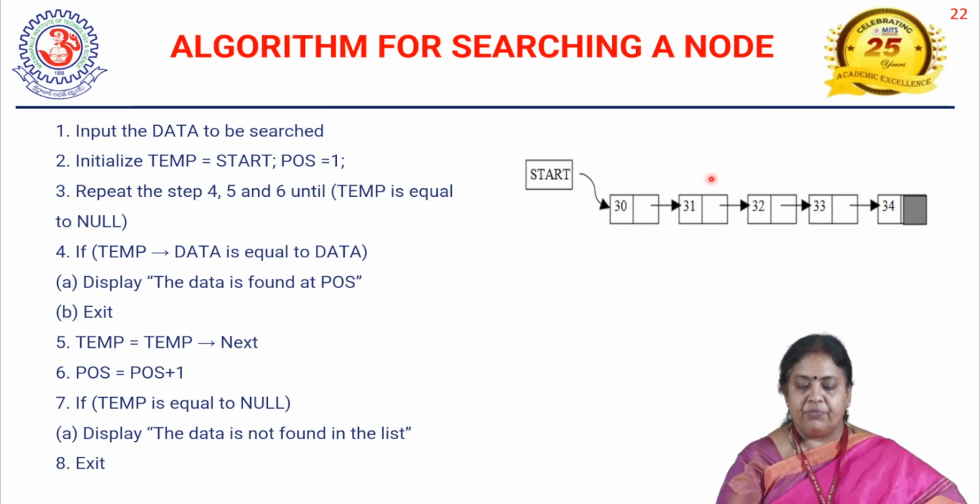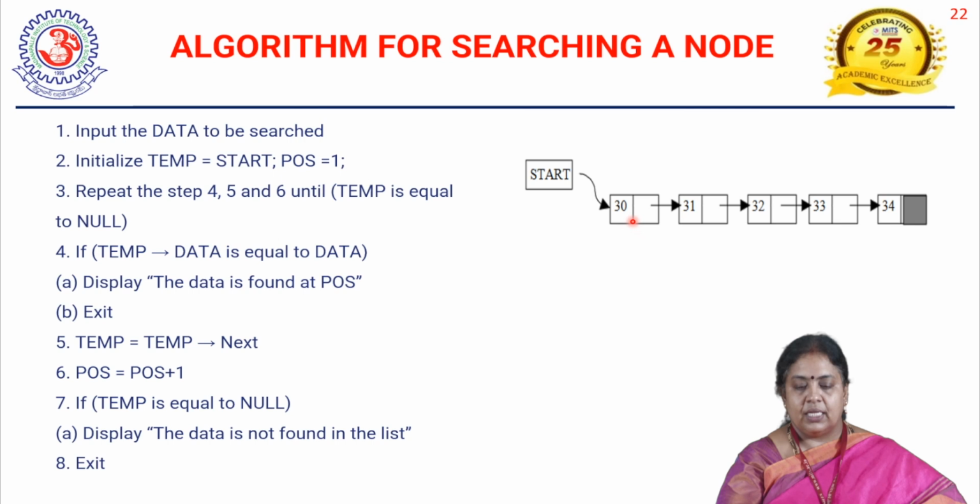For example, if you want to search 32, what happens? Temp of data is 30, and you have to search 32. So it is not equal. So what are you going to do? You are going to skip this one and come to this one. That means you are going for the next node. So temp equal to temp of next.